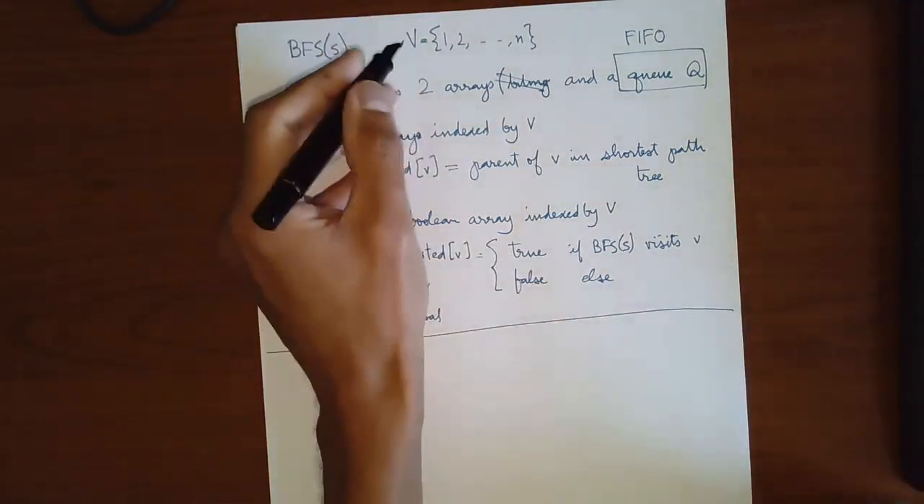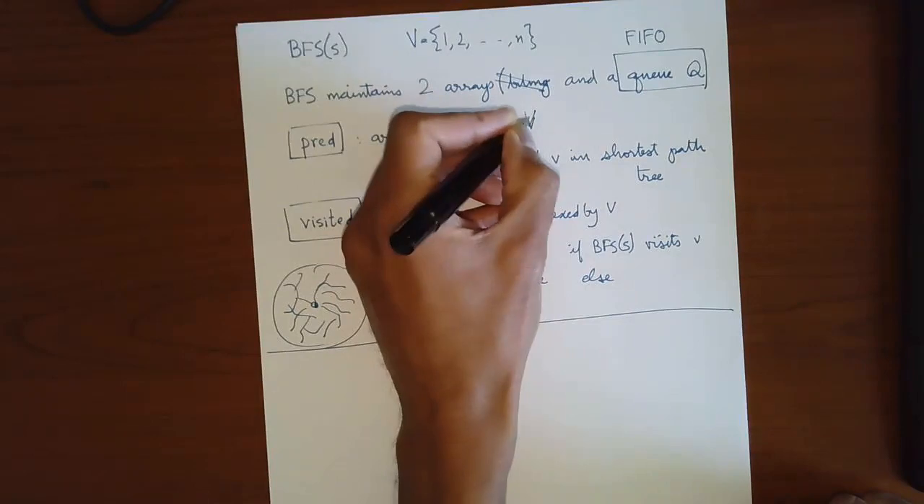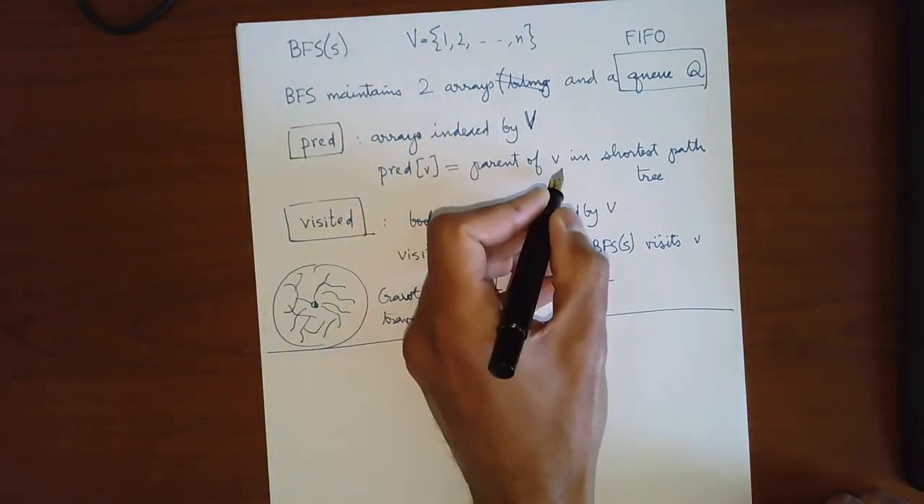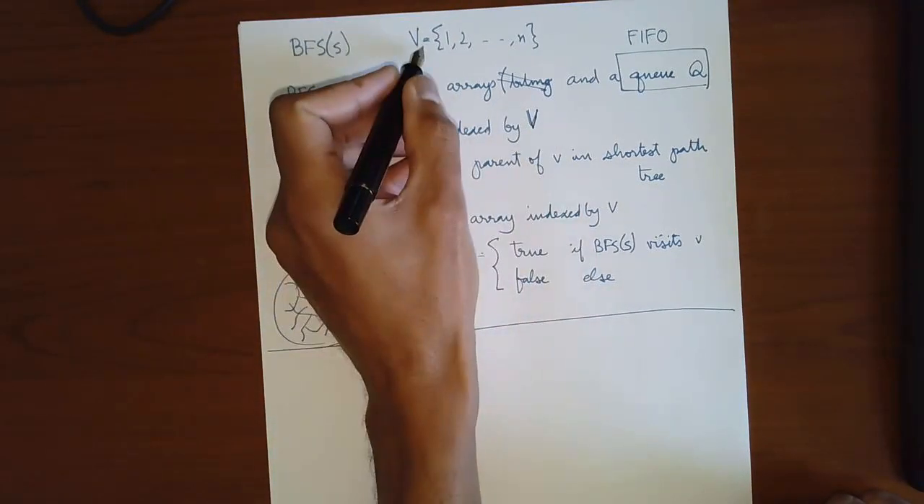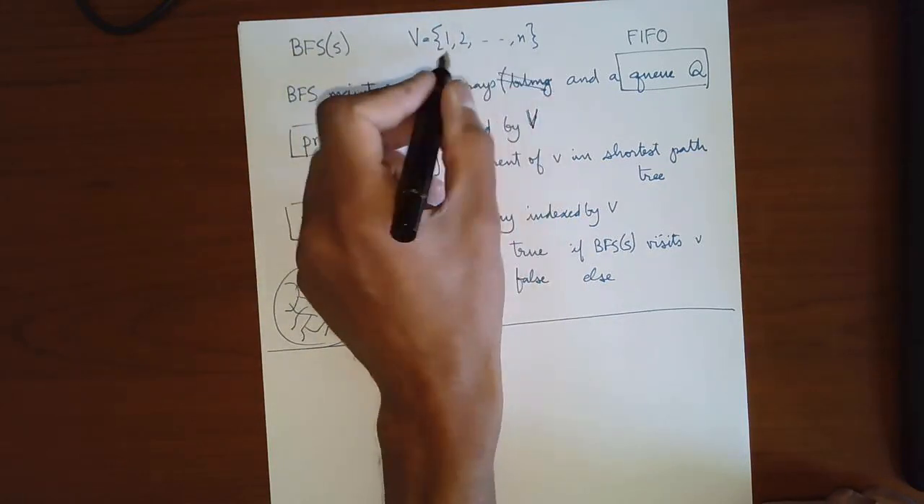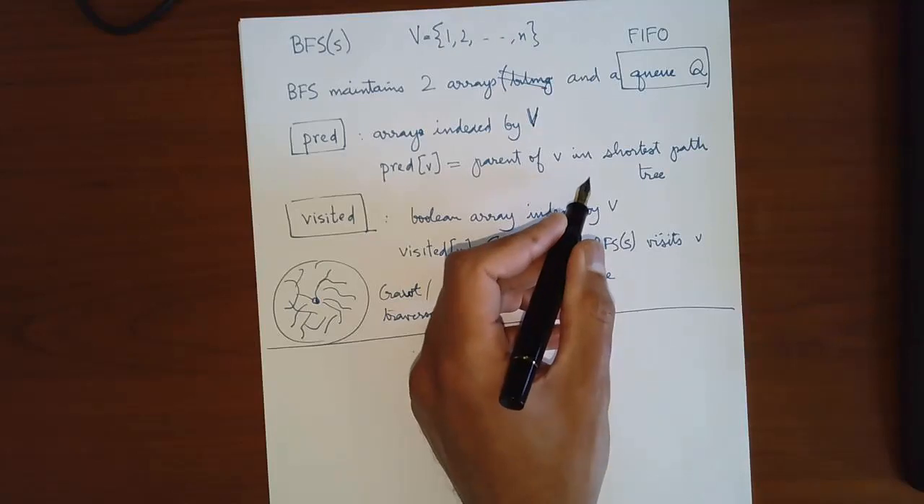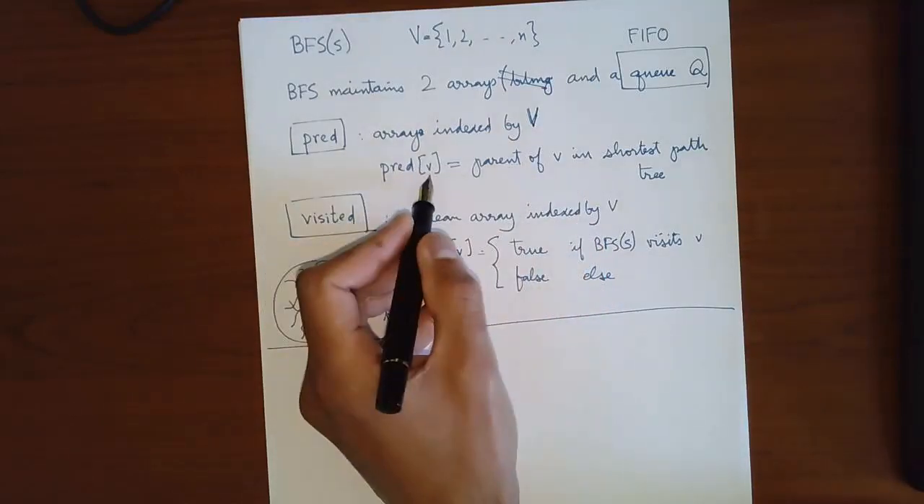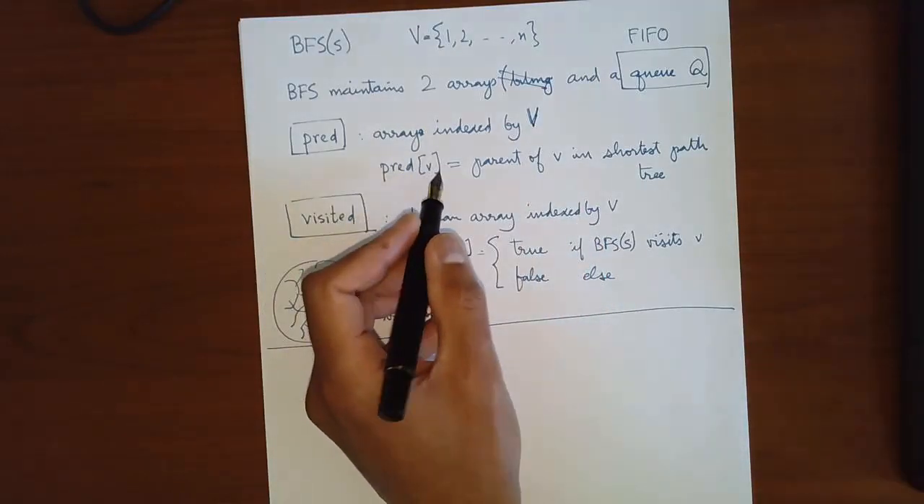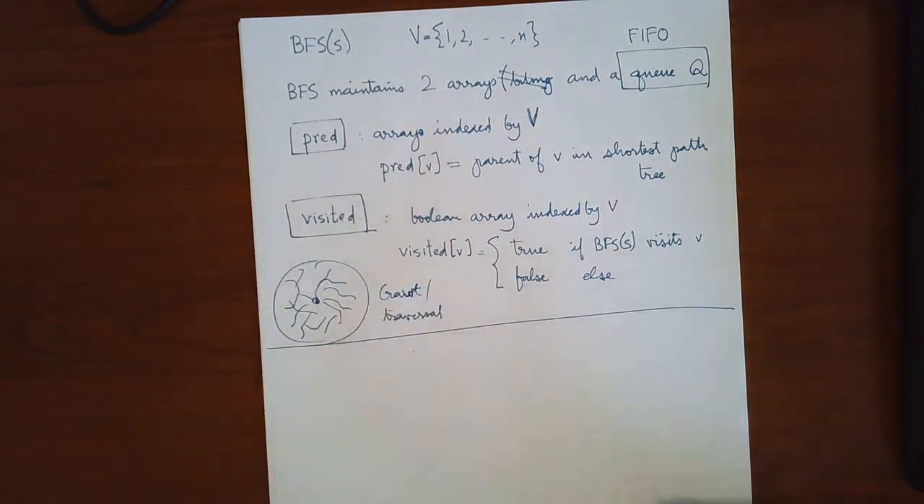Capital V is a set. Little v is an index, because little v is some element from 1 to n. So little v is like an int, or an unsigned int from 1 to n. And so predecessor of v simply means the array at that index.